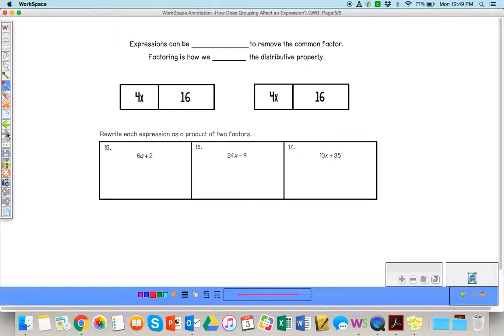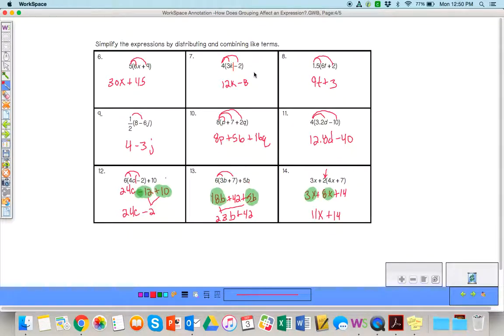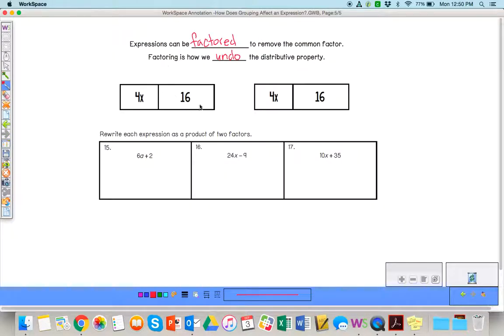All right, so we are also going to talk about factoring. So it says expressions can be factored to remove a common factor. Factoring is how we undo the distributive property. So in factoring, pretty much we're given the answer, okay? So you are given 30x plus 45, and you have to figure out what the problem actually was, all right? What number was on the outside of the parentheses? What numbers were on the inside? We are undoing the answer.